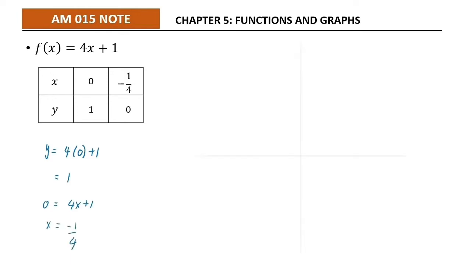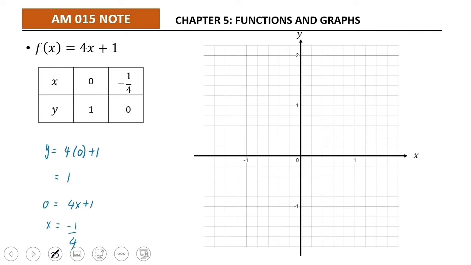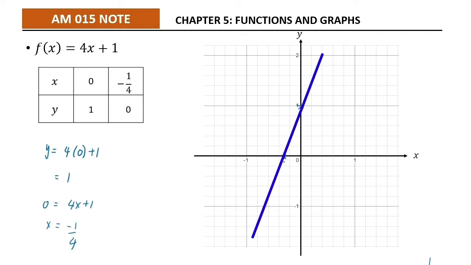-1/4. And then sketch the points. When x equal to 0, y equal to 1 here. When x equal -1/4, y equal to 0 here. Draw a line connecting these 2 points and then label the graph. So this is a graph for f(x) equal to 4x plus 1.